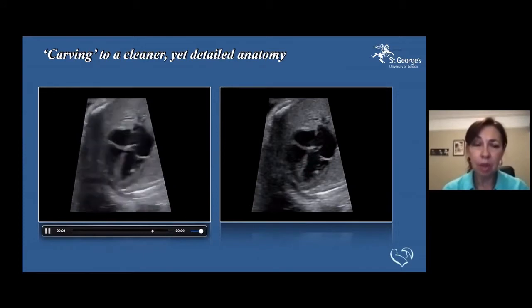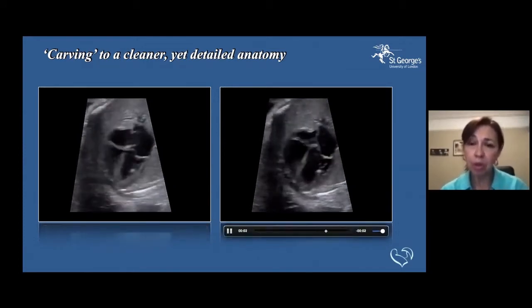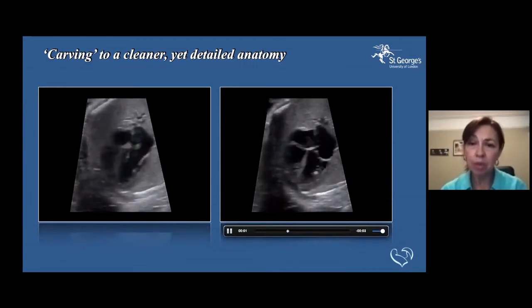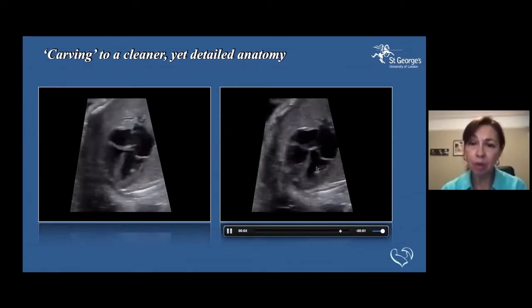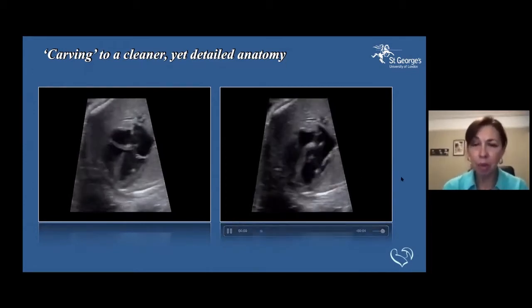So this is the original image, and this is with some carving of the image where you can see there is a cleaner image, but we still see details of the subvalvar apparatus of the mitral valve. So it's always a balance as to how much we do that.